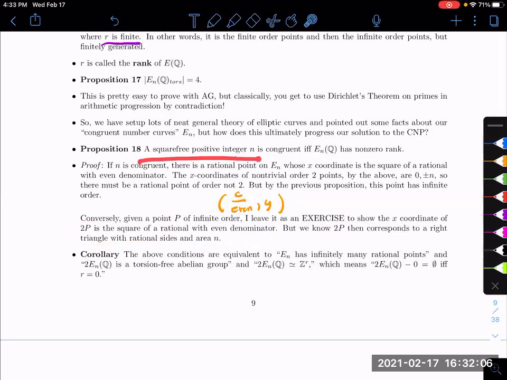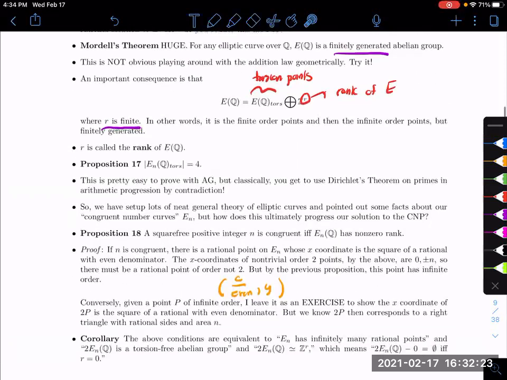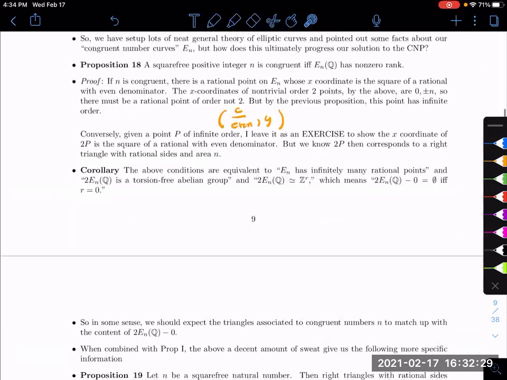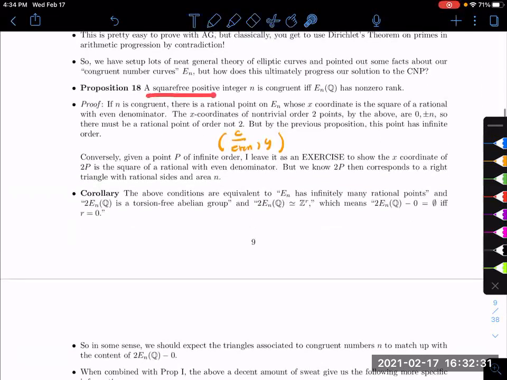So we have advanced the congruent number problem finally. We have a new criterion for checking whether or not a square-free positive integer n is congruent. And that condition is just look at all the Q points and ask yourself, are there points of infinite order? Let's look at some corollaries here. There's other ways of writing this.